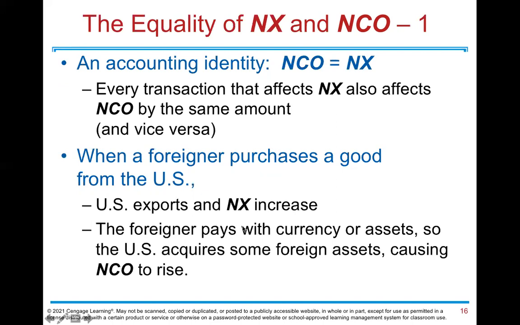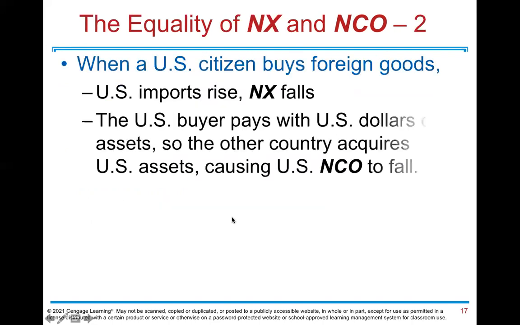Why are we purchasing foreign assets? Well, we're doing this because net exports increase. We've gained more money from the rest of the world, and we're going to use that money to buy assets. So when a US citizen buys foreign goods, the opposite happens. Net exports fall, right? Because now we have an increase in imports. As a result, we know that NCO falls. Net exports equals NCO, so if net exports fall, NCO falls.